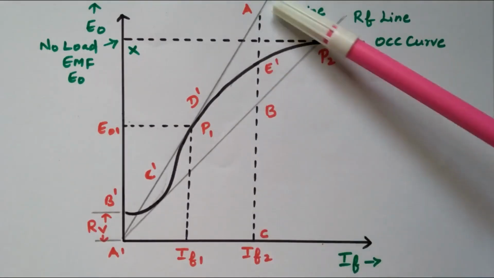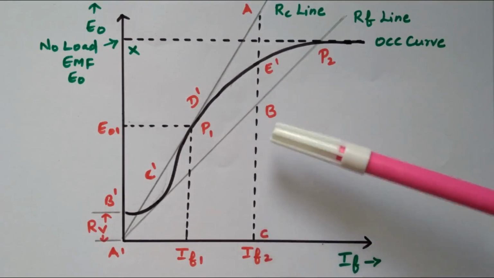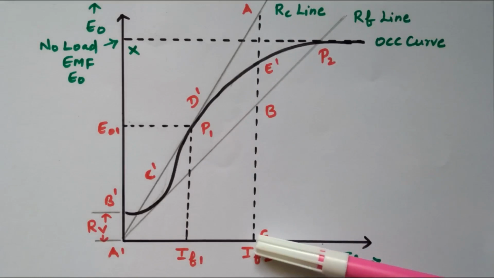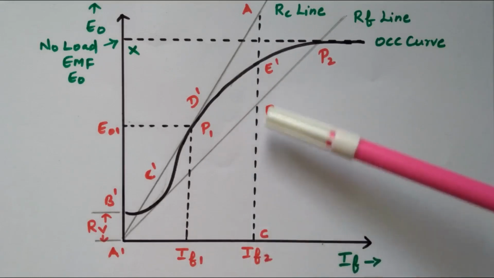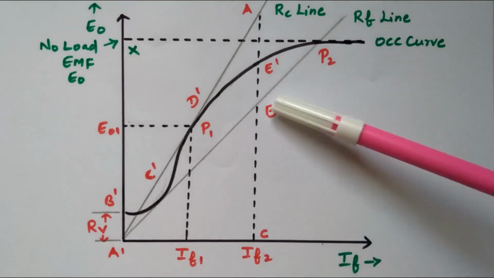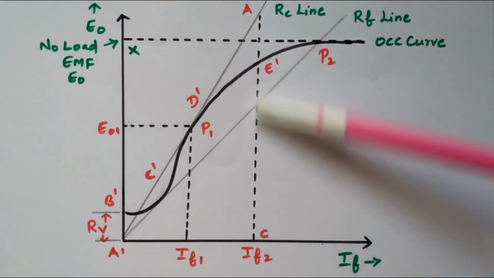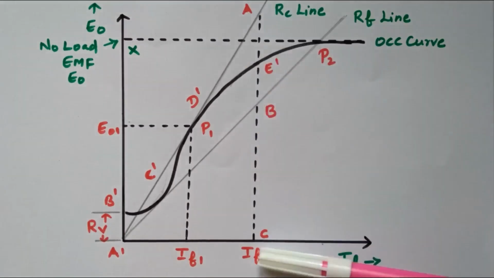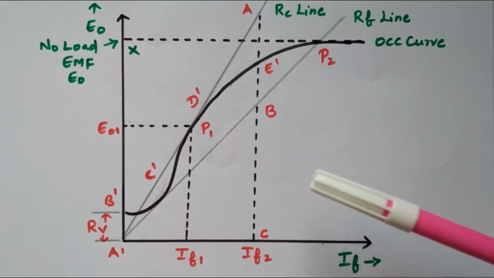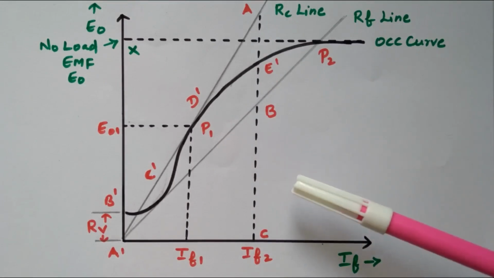So from this line, what can we measure? BC divided by AC will give the critical speed. So from this point B to C, this is one value, BC. BC divided by AC, multiplied by the rated speed, will give the critical speed. We can measure one more value from this graph, that is called the critical speed.